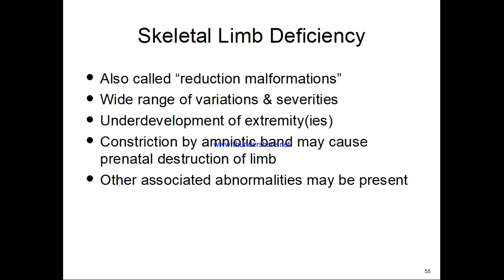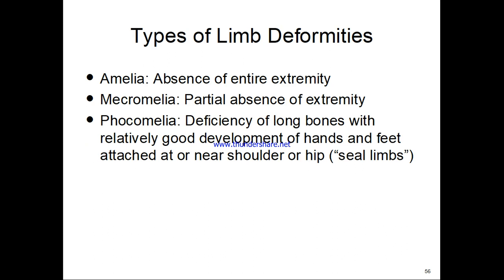Skeletal limb deficiencies are also called reduction malformations, and these are a wide range of variations and severities, and it usually involves some sort of underdevelopment of an extremity in utero. Sometimes it's a constriction by an amniotic band that causes prenatal destruction of a limb. Other abnormalities may or may not also be present.